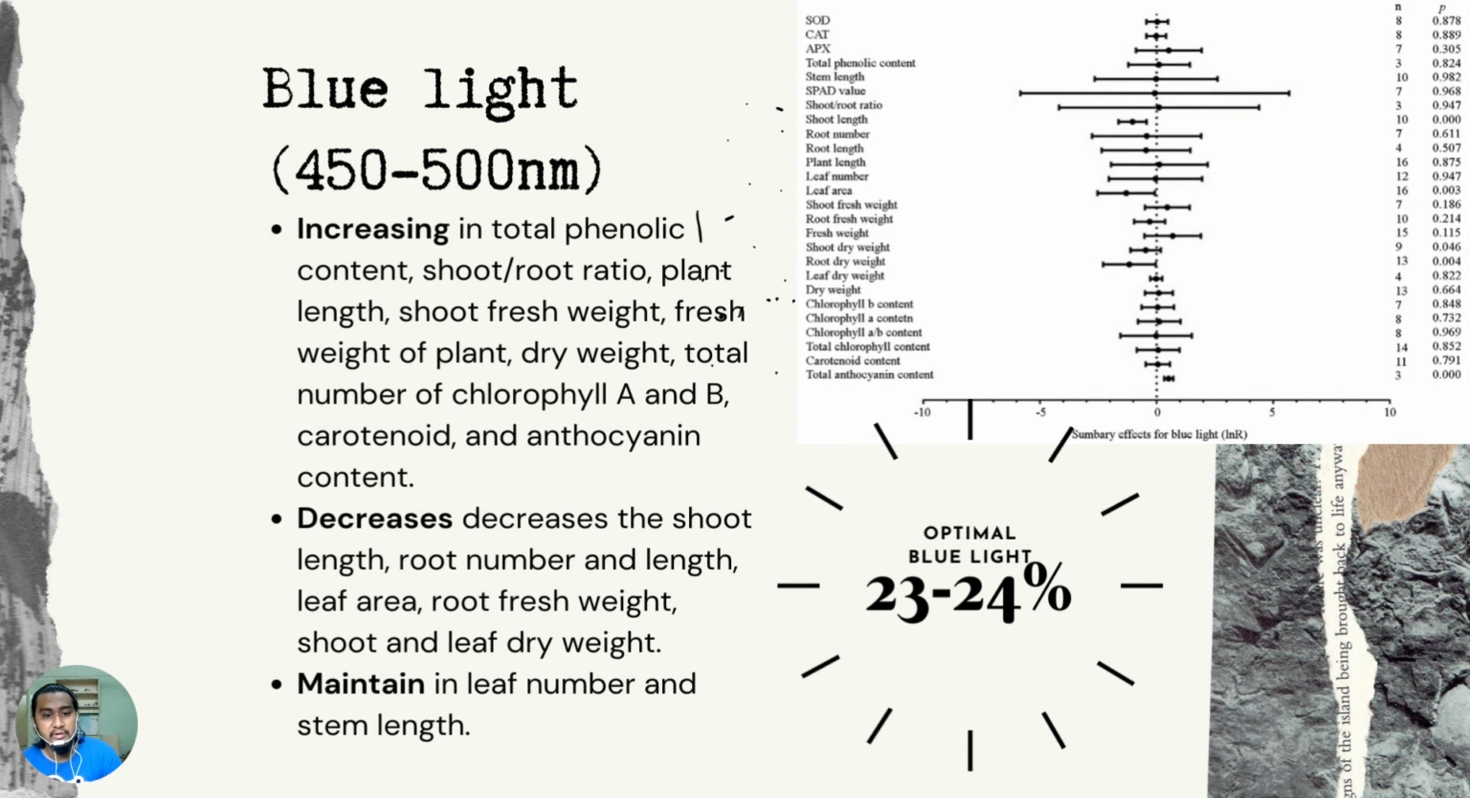In contrast, blue light decreases the shoot length, root number, leaf area, root fresh weight, and so on. But excessive blue light will make the plant stunted, as the shoot length and weight decrease a lot. The increases and decreases are shown in the slide.